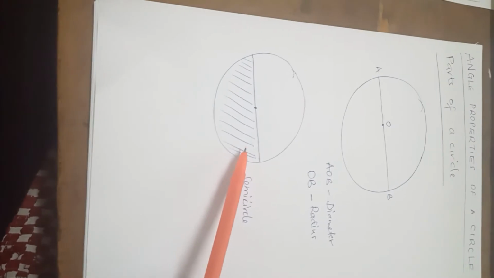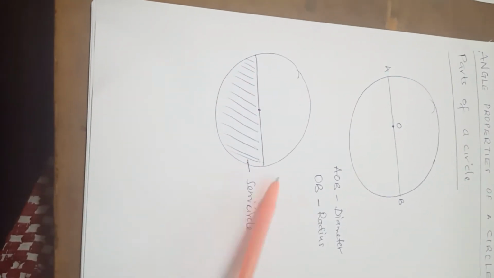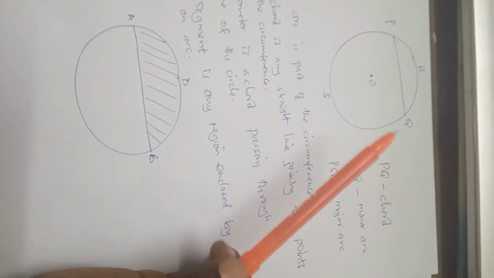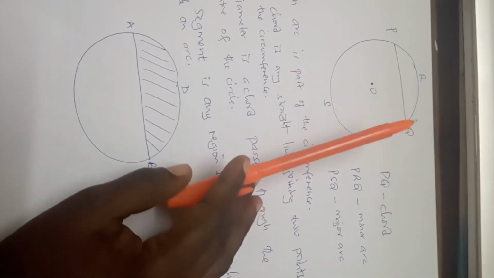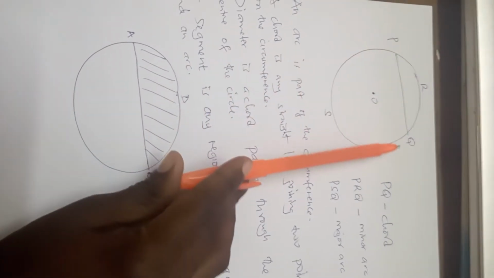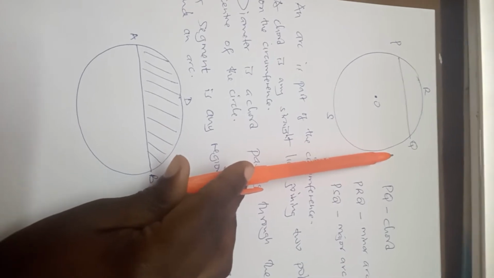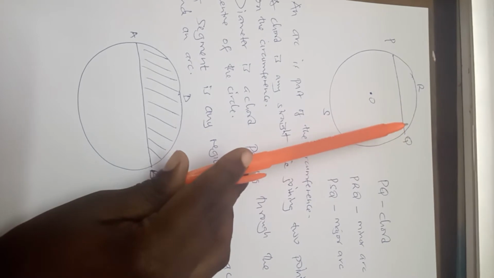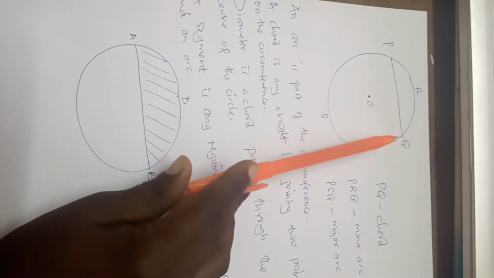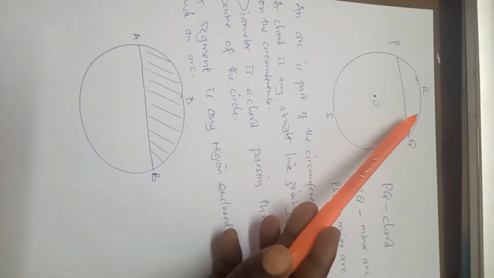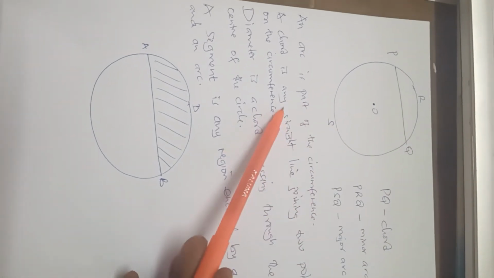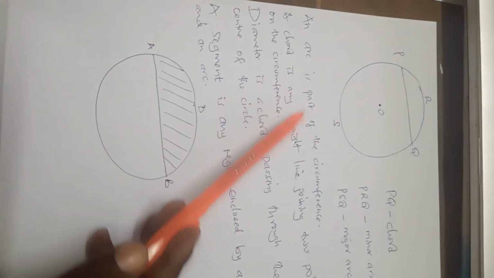Now the diameter divides the circle into two parts. We call them a semicircle. Now we also have other lines in the circle. We have chords. PQ, as shown in our diagram, is referred to as a chord. And the chord divides a circle into two parts, a minor segment and a major segment. And we also have an arc, which is part of a circle.